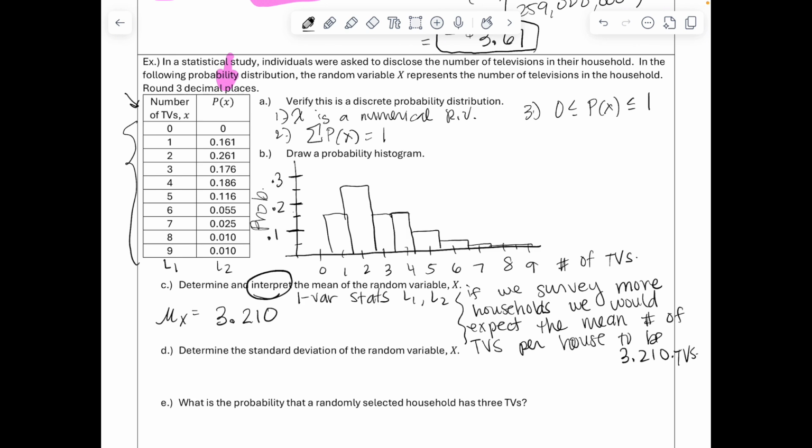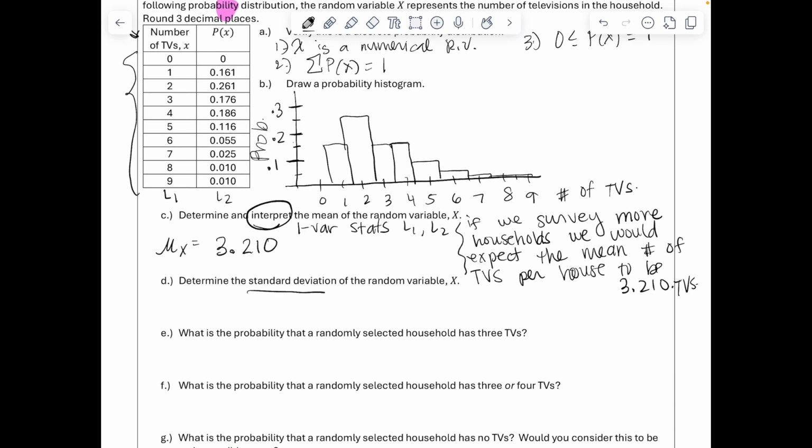The next part, part D, you also got from your calculator. This time it's asking for the standard deviation. And the standard deviation from your calculator is sigma sub x equal to 1.737.